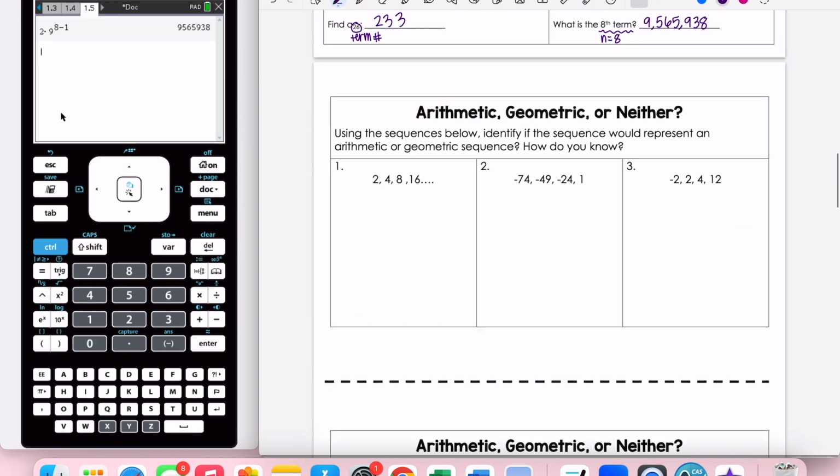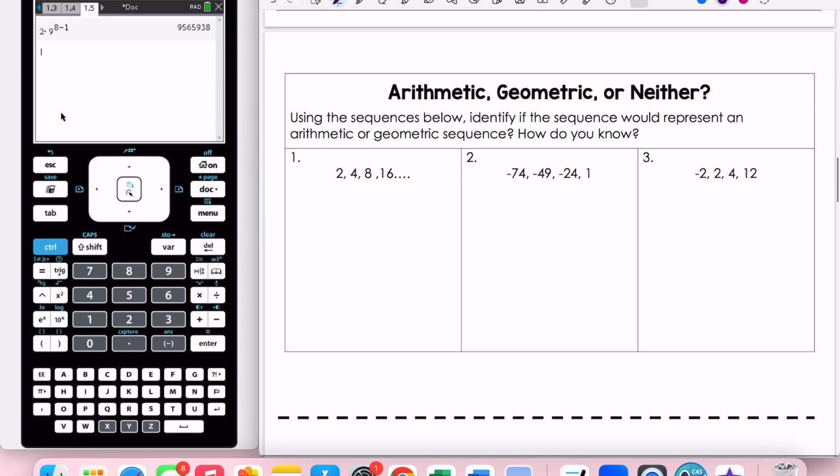But you should have also gotten a little half sheet, because on your assignment, it is also going to ask you to determine which functions represent arithmetic, which represent geometric, and which are neither. So using the sequences below, identify if the sequence would represent an arithmetic or geometric sequence. How do you know? Remember, arithmetic has a common difference. This means that you are adding or subtracting to get to your next term. Geometric means you are finding your common ratio, and here the only way to get to your next term is to multiply.